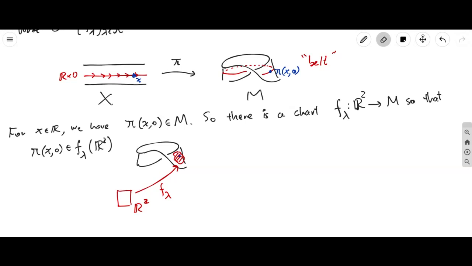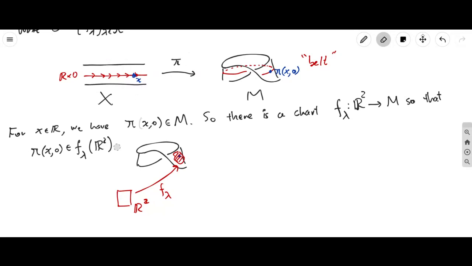Okay, we have this. We're going to bring everything back to the Euclidean world. So notice we have a mapping pi from the infinite strip. It maps it to the Mobius band. And then we have a mapping from R2 into there.